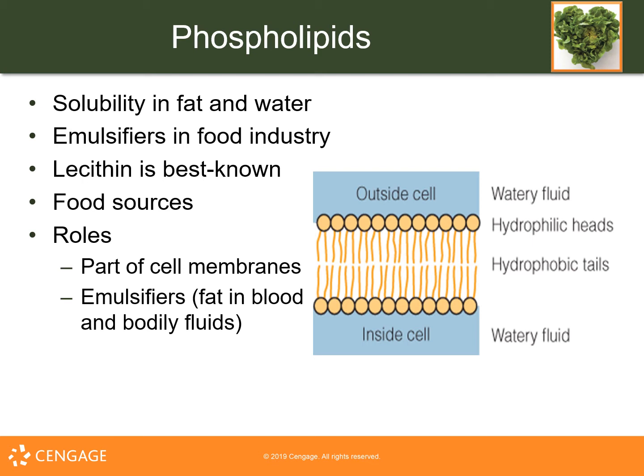Lecithin is the most common and best known phospholipid. Food sources include eggs, liver, soybeans, wheat germ, and peanuts. Roles of phospholipids: they serve as part of cell membranes, and they work as emulsifiers to help keep fats suspended in blood and bodily fluids. They also help fat-soluble vitamins and hormones pass in and out of cells. An emulsifier has both water-soluble and fat-soluble portions that promote mixing of oils and fats in watery solutions.